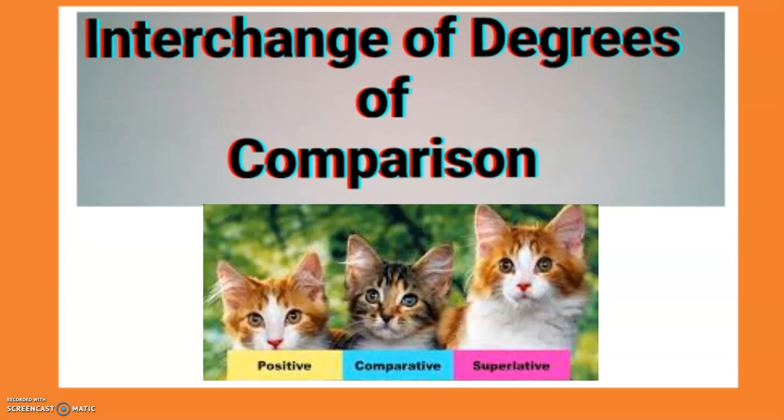Now first of all, let me tell you, when we're talking about degrees of comparison, children, we're talking about adjectives. And we have 3 degrees of comparison, that is positive, comparative and superlative. So let's start then. Please sit down with your notebooks so that you can write down the sentences and the answers also there.